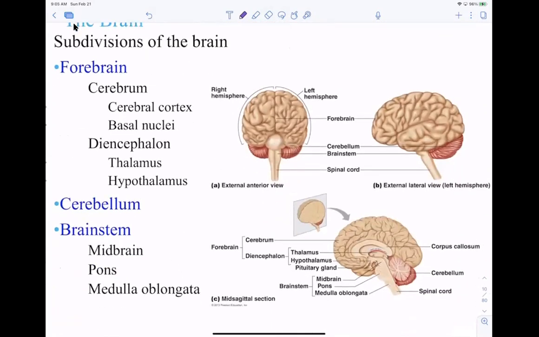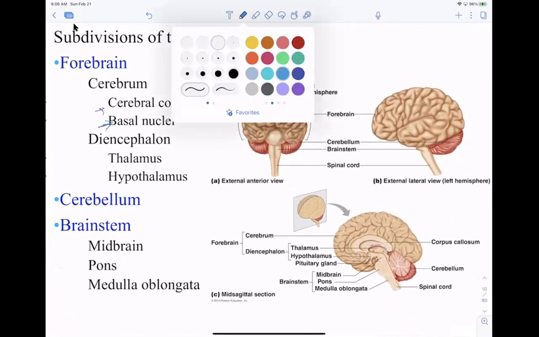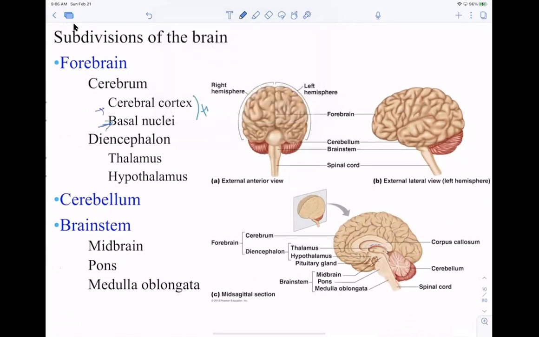All right, so I'm just going to review the anatomy of the brain. You have a forebrain, a cerebellum, and a brainstem. The forebrain is the cerebrum, your cerebral cortex, and the basal nuclei for motor. This is where all the neurons responsible for thinking and controlled movements, personality, and so on are located. Basal nuclei is for smooth muscle movement coordination. And so that's number one.